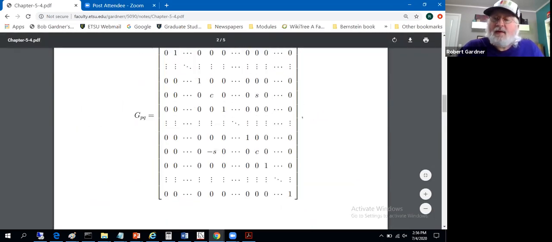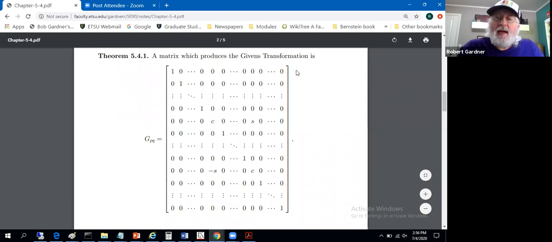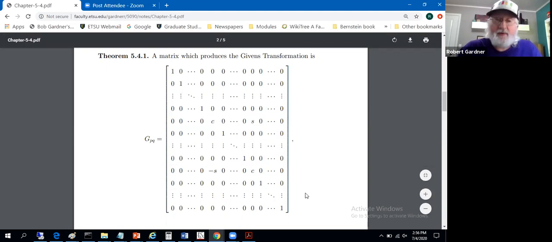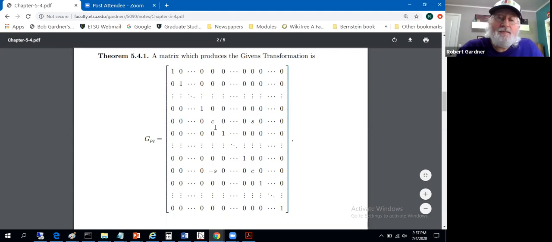Let's maybe take a look at that. If you were to lay out a column vector x over here with components x1 through x sub n, what's going to happen? First component of the product would be first row times the column vector, which would be x1. Second component would be x2, and so on through x sub p minus 1. This is the pth row here. In the pth row, we get row times column: C times x sub p plus S times x sub q. This is the pth entry in this row, and this is the qth entry in this row.